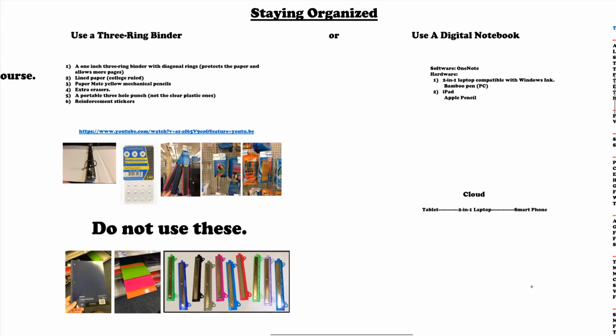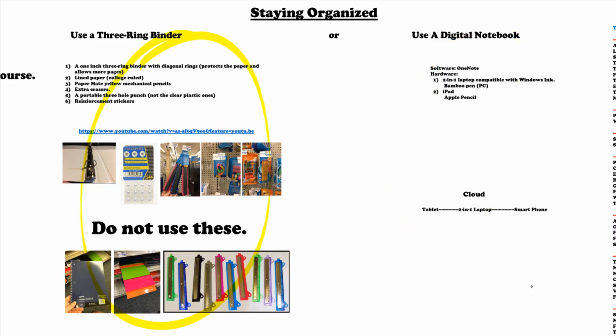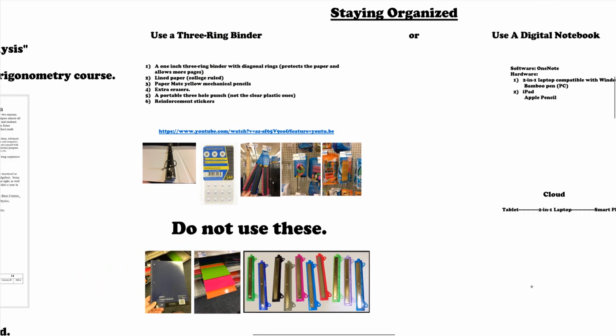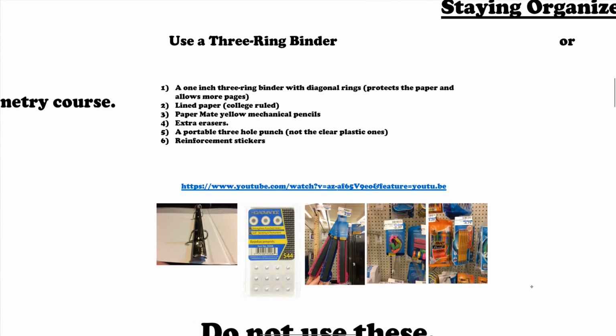The biggest difference between these two is that this route will probably cost you at least $1,000, whereas this route will cost you maybe $20 or $30. So that's a big difference. There are positives and negatives to each method, but let's start with the three-ring binder route.